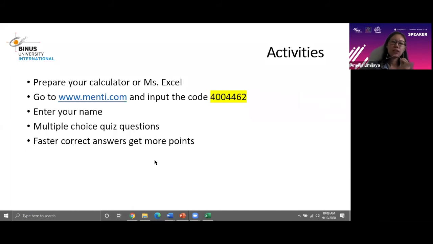We only have 5 questions. It's just to check your understanding. There's a time limit for each question. So if you answer quickly, you'll get more points and so on. The points will be calculated automatically by Mentimeter.